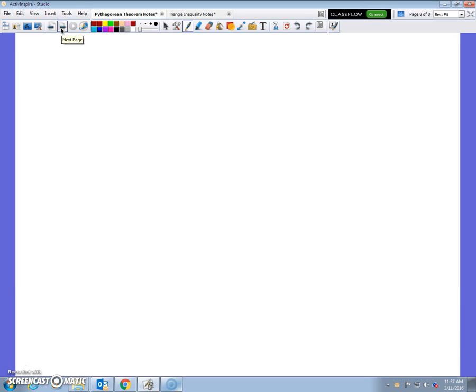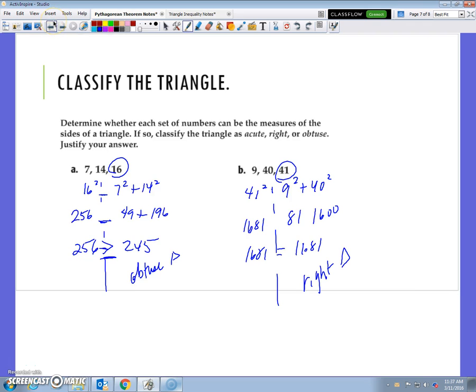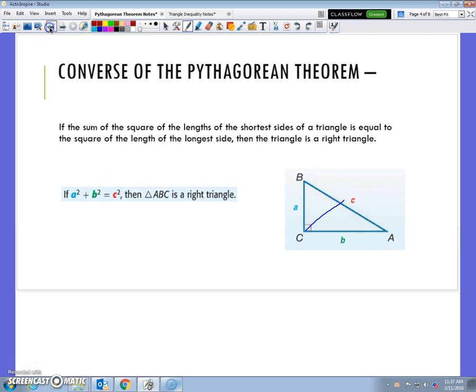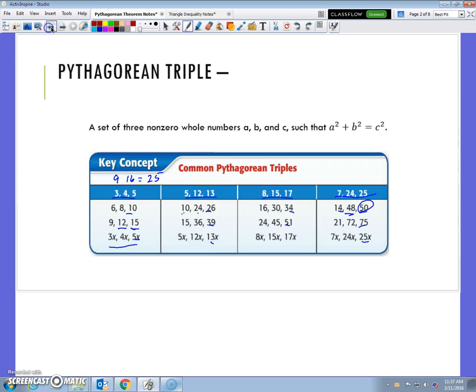And that's pretty much it for today. Like I said, if you're using the Pythagorean theorem for side lengths and it's equal, it's right. If it's less than, it's acute, and we didn't have an example of that. But if it's greater than, the hypotenuse squared is greater than the legs squared, it's obtuse. So hopefully you can remember that, as well as start getting familiar with the Pythagorean triples here. All right, that's it for today.